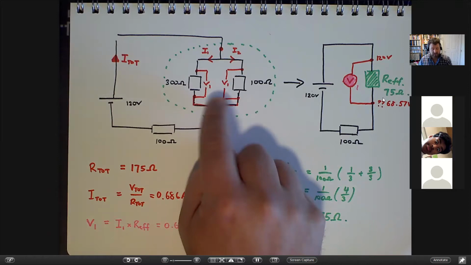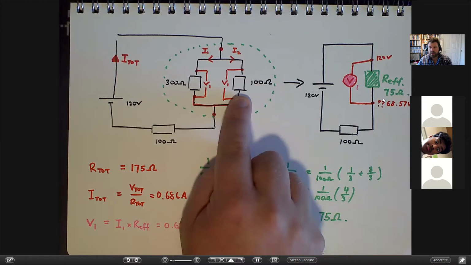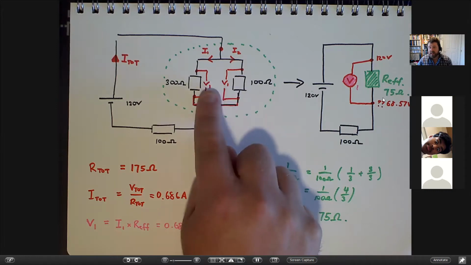What if? Okay, so what if you were measuring the voltage only across the resistor with 100 ohms? Would this one here be the same? Yes, sir. Yeah, so these two voltages will be the same.